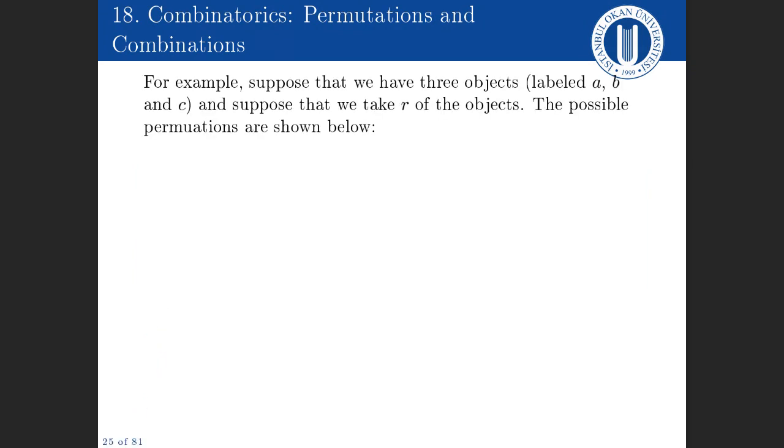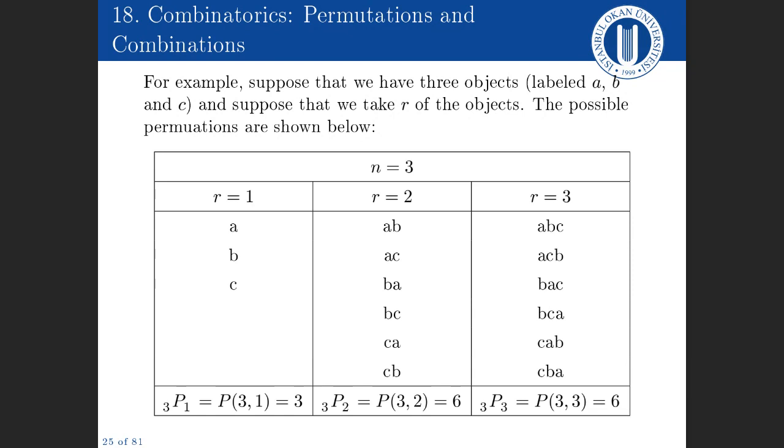So, for example, let's suppose we have 3 objects, and I'm going to call these objects A, B, and C, and suppose that we take r of these objects. Then these are the possible permutations. First of all, let's suppose we only take 1 of the 3 objects. We could take A, or we could take B, or we could take C. So there are 3P1, or 3 different permutations.